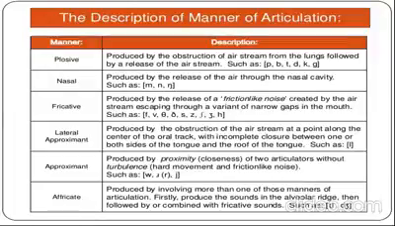Lateral approximant, produced by the obstruction of the air stream at a point along the center of the oral tract with incomplete closure between one or both sides of the tongue and the roof of the mouth, such as la. Approximant, produced by proximity, closeness of 2 articulators without turbulence, hard movement and friction-like noise, such as wa, ra, ya. Affricate, produced by involving more than one of those manners of articulation, firstly producing the sound at the alveolar ridge, then followed by or combined with fricative sounds, such as cha, ja.